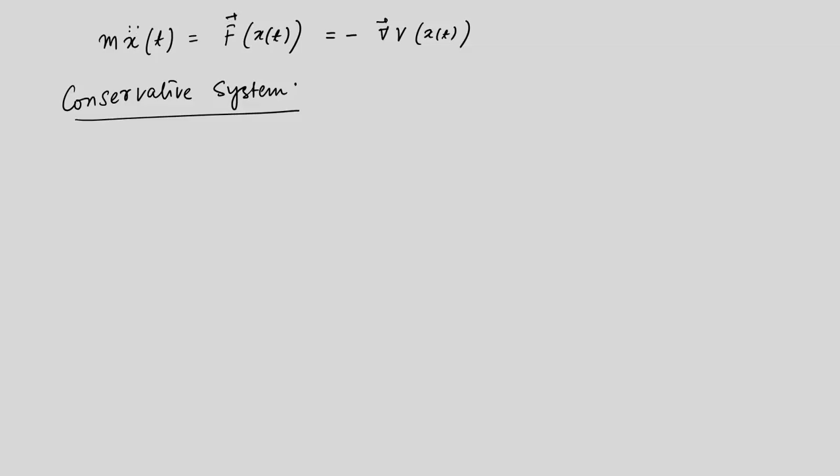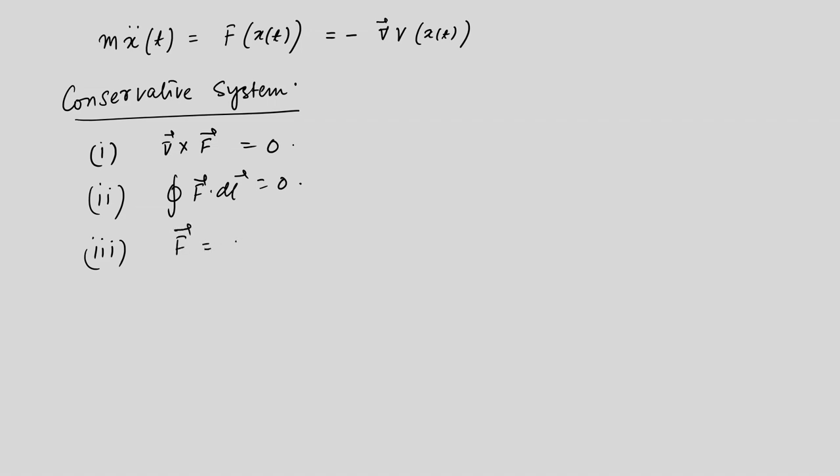And if you have read statistical mechanics and classical mechanics in your undergraduate syllabus, it means that the force that we are talking about here, we are writing it in one dimension, so maybe that will remove the vector on the force, but in any case we know that force is actually a vector, and so this means that the curl of the force is 0. They are of course related by what is called Stokes theorem, that the integral of F dot dl should be equal to 0, and it is also the same statement that the force can be written as a negative gradient of a scalar potential, and this scalar potential in our case is dependent only on the positions of the particle.